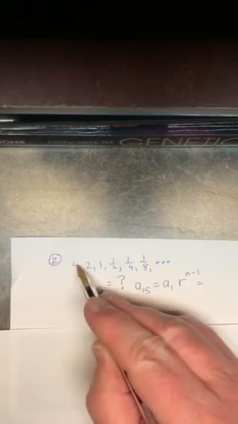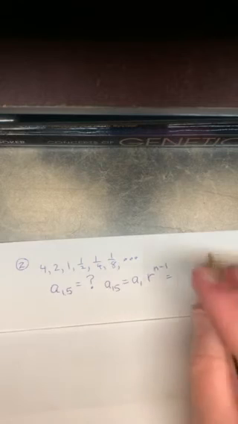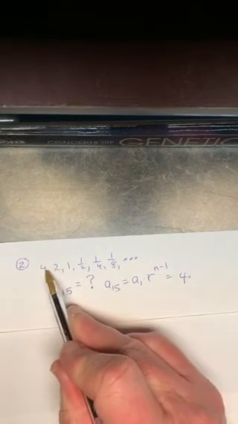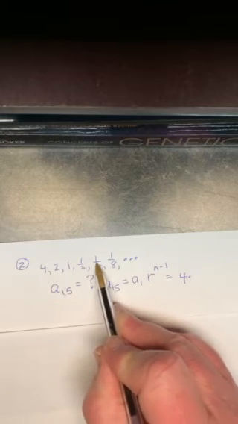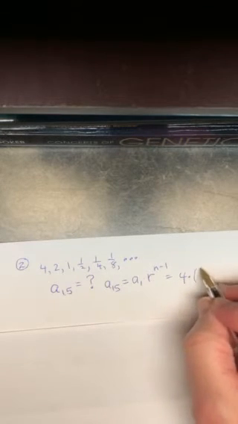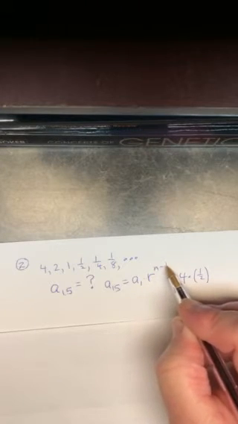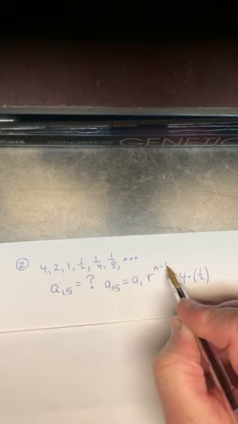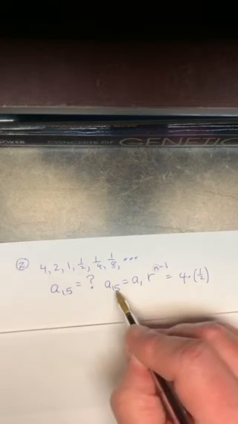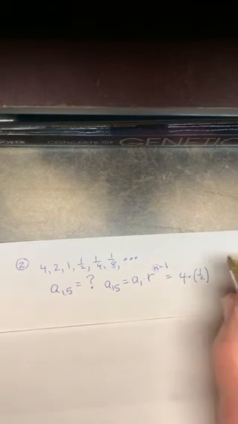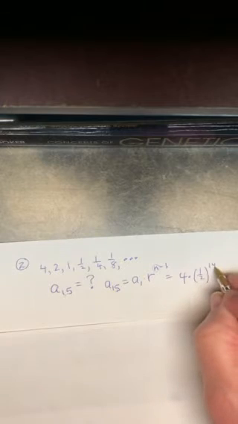A1, what was the first number? That was obviously 4 times, now what's the ratio here? Remember, you're multiplying by 1/2 every time, raised to the n minus 1 power. Oh, well, n is what? 15, isn't it? We're looking for the 15th number. So 15 minus 1 is 14.